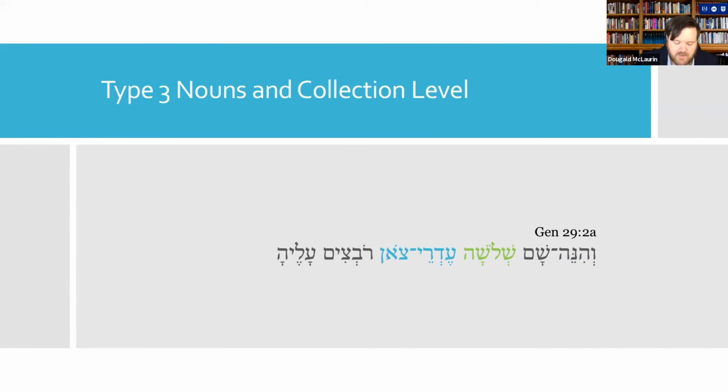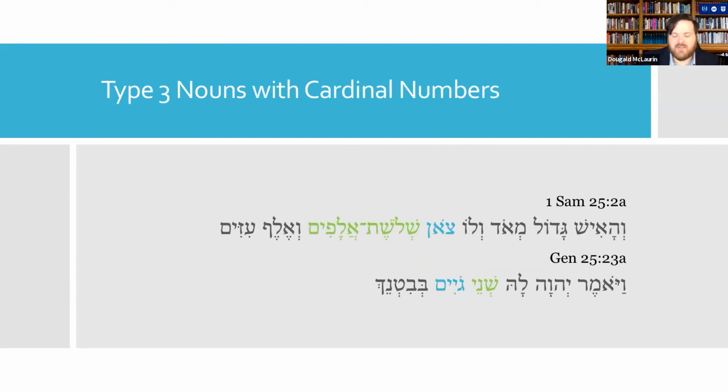Cardinal numbers must be used directly with type 3 nouns, but they refer to the number of individual members in that group. So if we contrast that view of the collection level with the member level, here we see zon sholoshet alafim, 3,000 sheep, seen as individual sheep, not 3,000 groups of sheep. And then in Genesis 25:23, just as a reminder, when a cardinal number greater than 1 is added to the type 1 collective noun, it's made plural. So we have that distinction between zone being singular with a cardinal number greater than 1, and goyim with a cardinal number greater than 1.